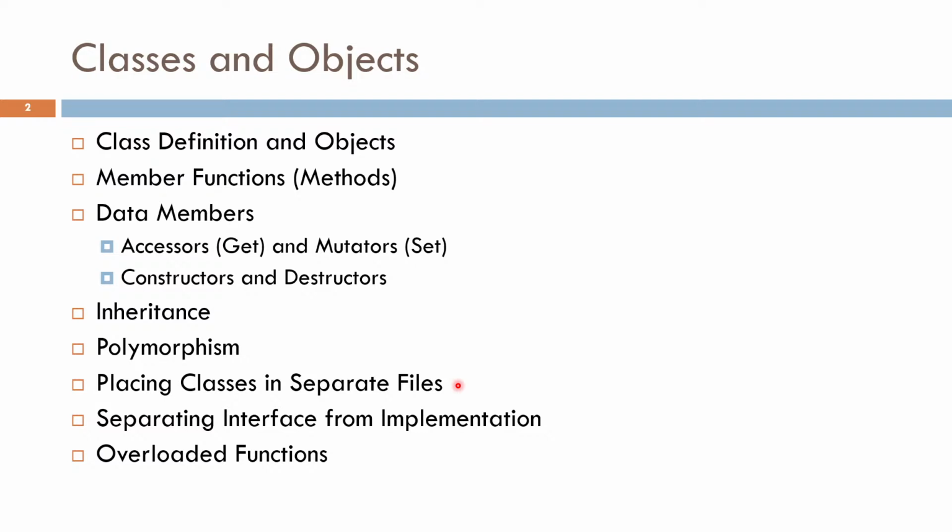It also helps in the event that we are working in a team, because not everyone is going to be working on the same file. Everyone can write their own code in their own individual files, and then they can come together at the end to compile everything into one huge project. We also look at how we separate what we refer to as the interface from the implementation. And finally, we'll talk about overloaded functions, which is a very interesting concept as to how you can use the same function in multiple different ways.